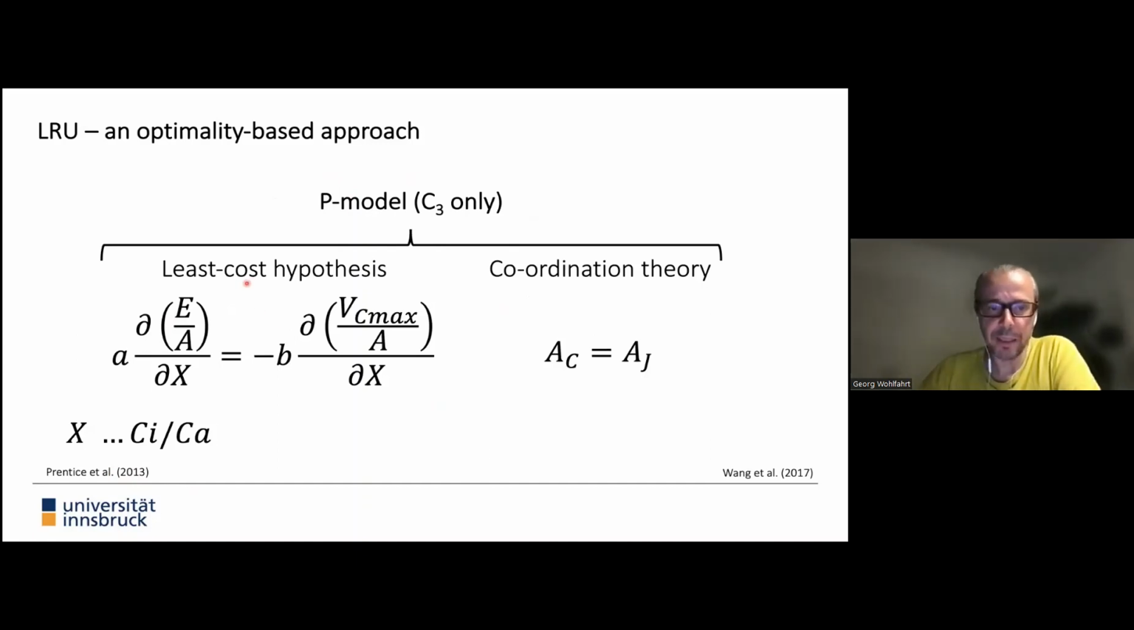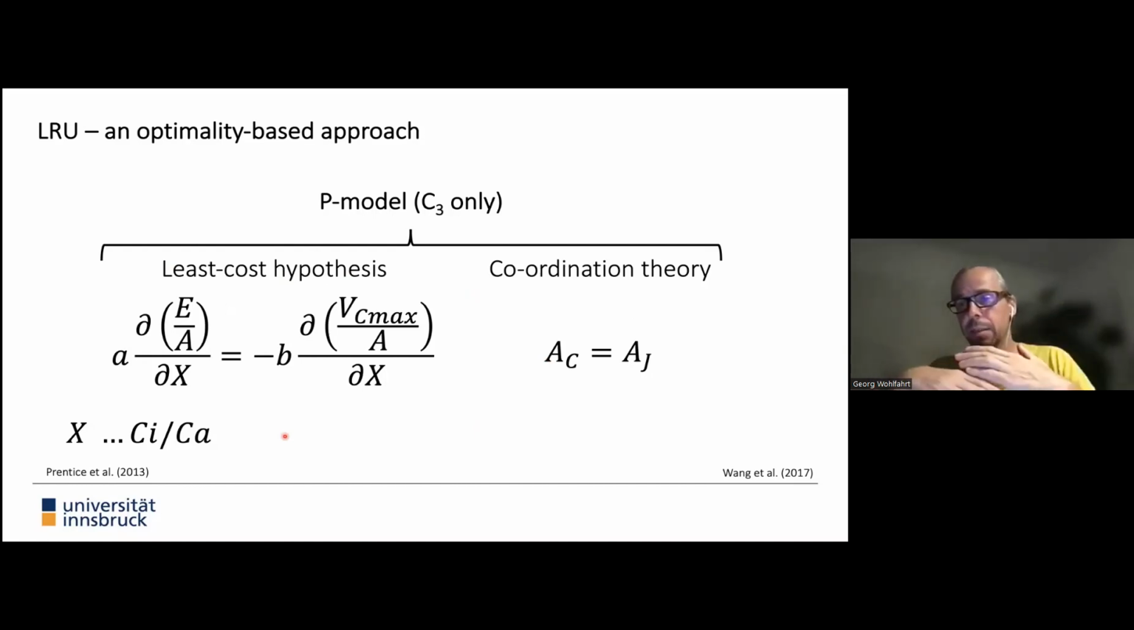And this model combines two optimality theories. On one hand, the least cost hypothesis, which is based on the idea that when plants take up CO2, there is a cost associated with that, because at the same time that they take up CO2, they need to open the stomata, and they lose water via transpiration, and that is a cost.